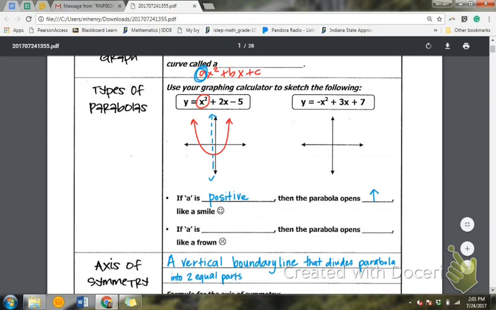Then we also have on our graph this dot right here. This is called the vertex, and we'll define the vertex in just a second. Go ahead and draw your dot with an arrow to it. That's called the vertex.